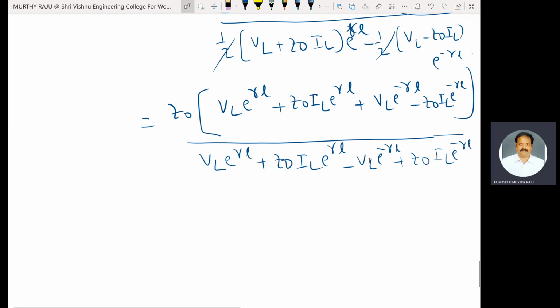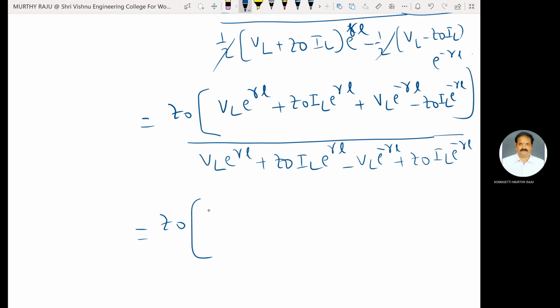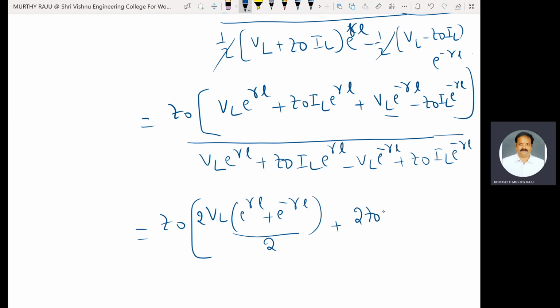VL is the common term. Z0 into VL e power gamma L plus VL e power minus gamma L. E power gamma L plus e power minus gamma L by 2 is the cos hyperbolic L. That is VL, 2 into VL e power gamma L plus e power minus gamma L by 2, plus 2 Z0 IL e power gamma L minus e power minus gamma L by 2.